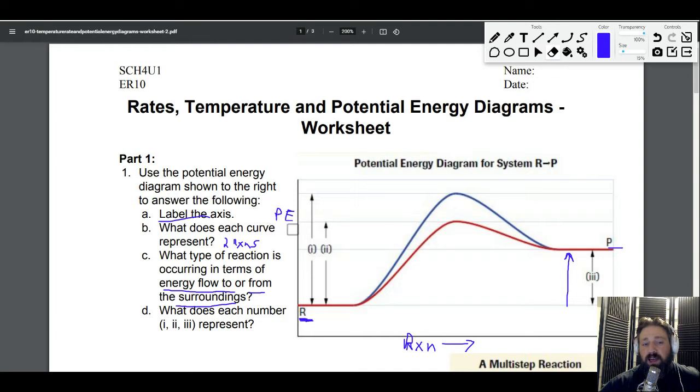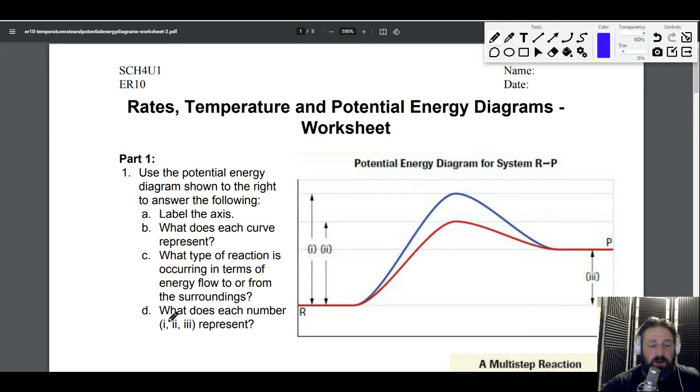Energy is going into this reaction from somewhere. If the reaction itself is gaining energy, where does that energy come from? It comes from the surroundings. So energy is leaving the surroundings and going into the reaction. This also means that this is an endothermic reaction because energy is going into the reaction. All right. So they have that.